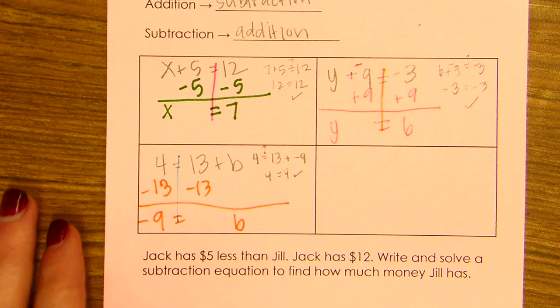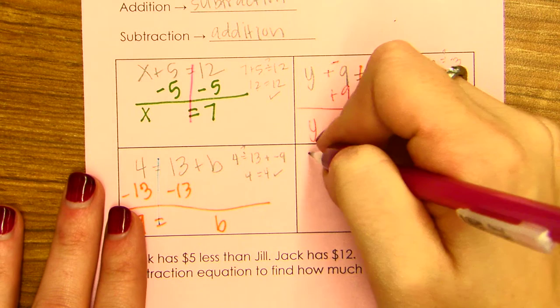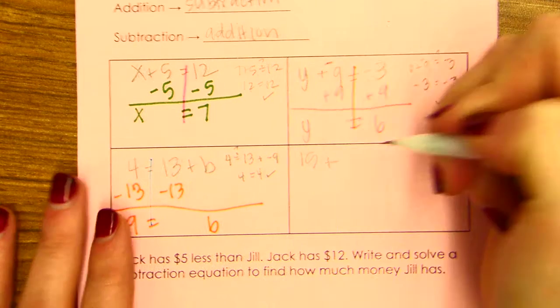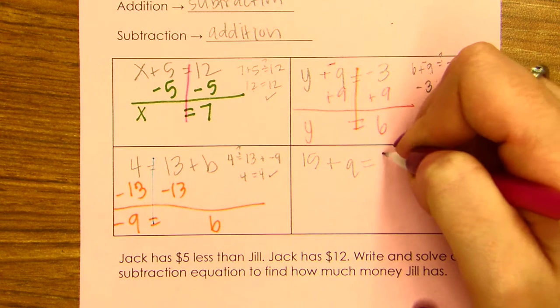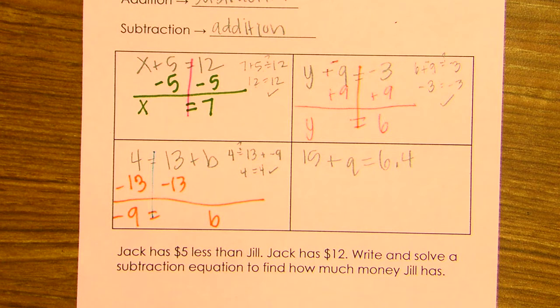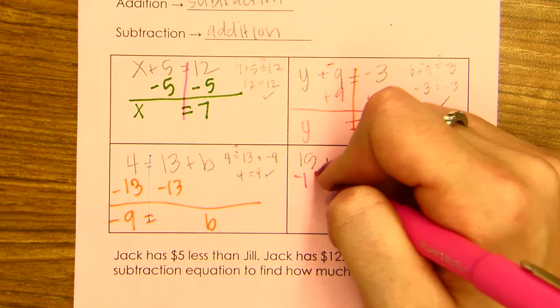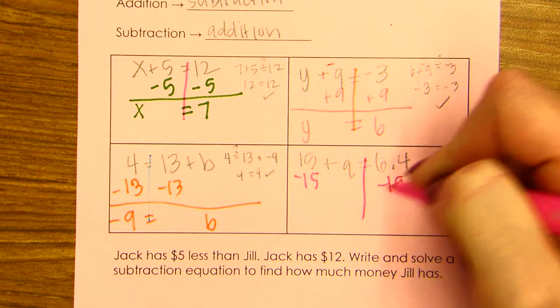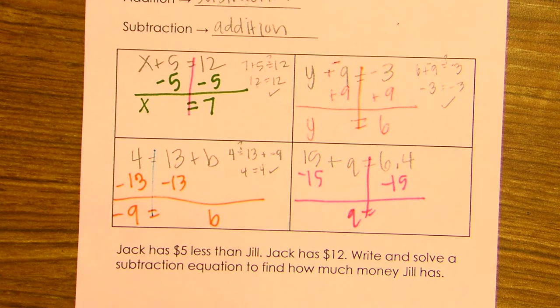For the last one, let's do 15 plus q equals 6.4. So sometimes when we see decimals, we get a little intimidated, but it's going to be the same exact process. Draw my line. The opposite of adding 15 is subtracting 15. 15 minus 15 is 0. I just have a q on that side. 6.4 minus 15 is negative 8.6.